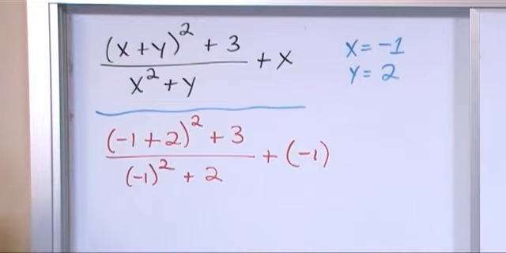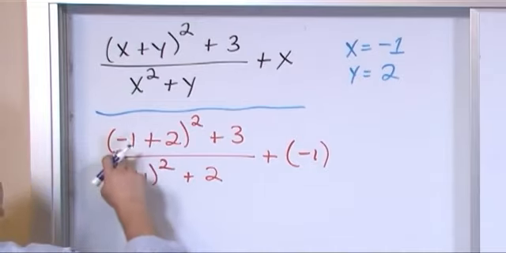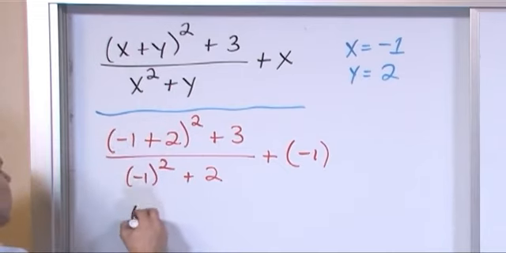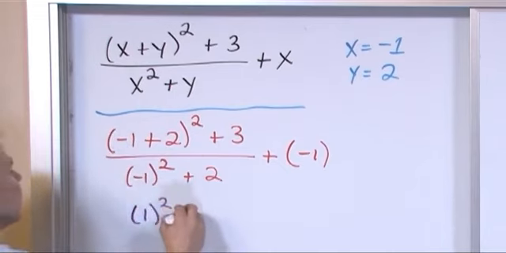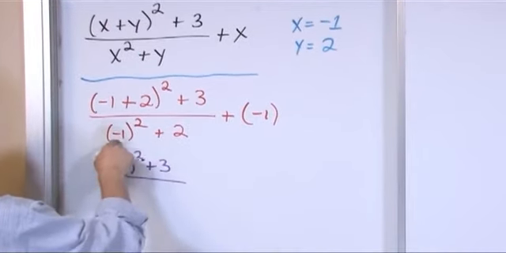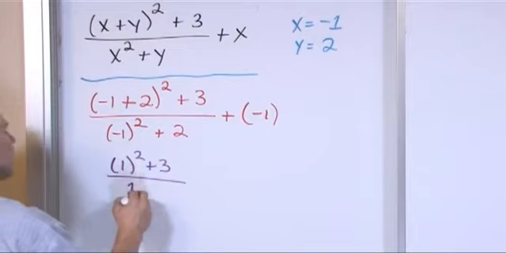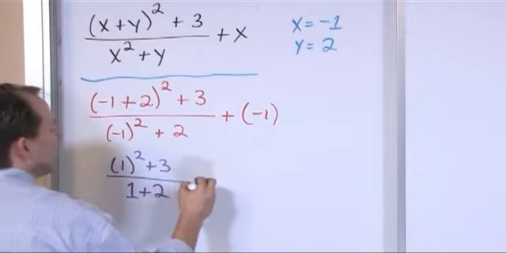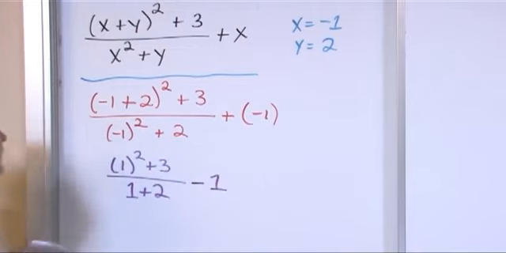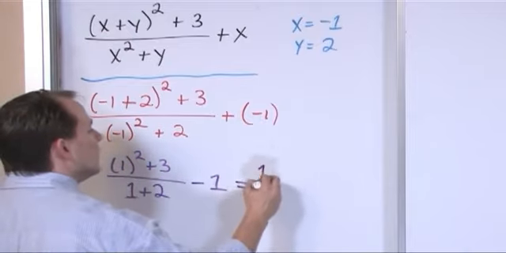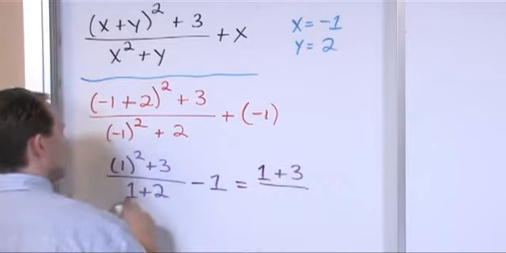Let's see if we can make some sense of this. Inside this parenthesis, we have to do that first. -1 plus 2 is going to give me 1. So I'm going to have 1 squared plus 3 over. I can work in the denominator separately. -1 times -1 is +1. I have plus 2 out here. I have plus -1, but I can sort of write that as -1. That's fine to do. Anytime you see a plus -1, you can just write it as -1. So over here, 1 squared is just going to be 1 plus 3 over 1 plus 2.